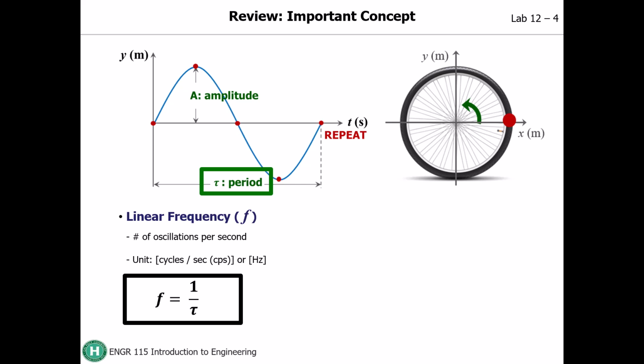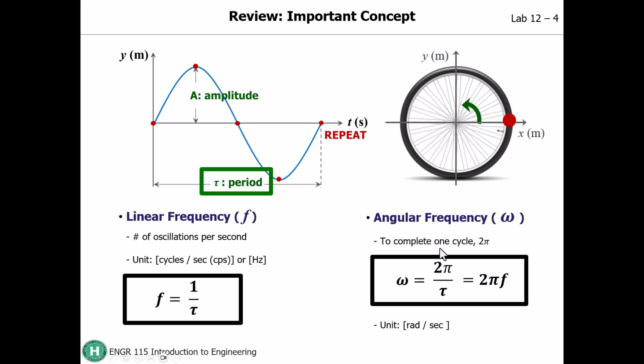Another type of frequency is an angular frequency, which explains the number of oscillations to complete one cycle, which is 2 pi radians. Therefore, angular frequency omega can be found by 2 pi radians per period. Also, we know the period is reciprocal of the linear frequency, and therefore angular frequency also can be calculated using the linear frequency information as we see in this formula. And the unit of angular frequency is a radian per second.